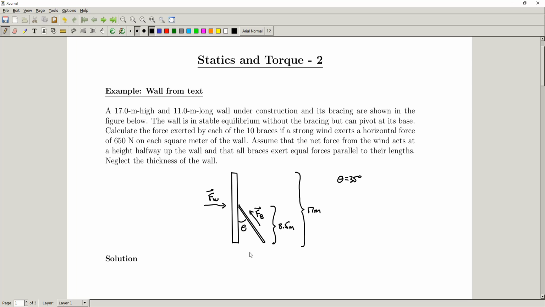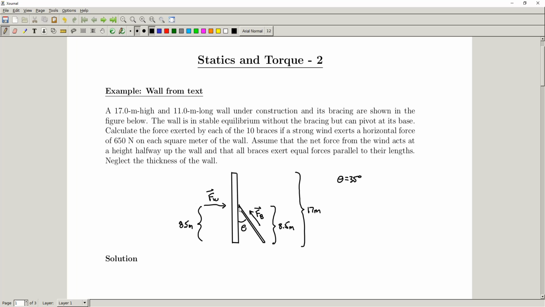Okay, so the wall is in stable equilibrium without the braces, but it can pivot about its base, so it can pivot about the base down here. And we want to calculate the force exerted by each of the 10 braces if a strong wind is exerting a horizontal force of 650 newtons on each square meter of the wall, assuming that the net force from the wind acts halfway up the wall. Okay, so I've drawn the force of the wind here, and we're going to assume that force of the wind is also acting halfway up the wall. So 8.5 meters from the base, right where our supporting stakes here are hitting the wall.